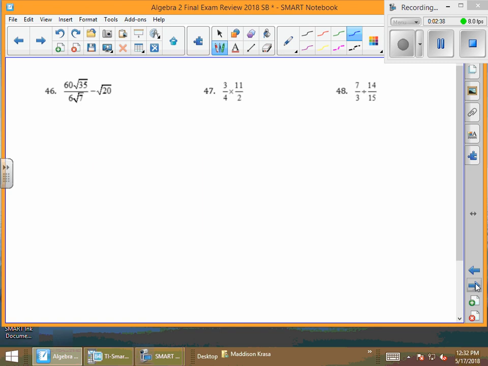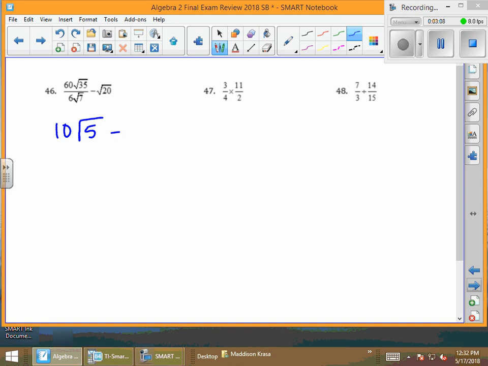All right, moving on to 46. Now we're going to throw in some division here. When we divide fractions that have a radical in them, we keep in mind that the 60 divided by 6, we'll do that separately from the radical 35 divided by the radical 7. So 60 divided by 6 is 10. Radical 35 divided by radical 7 is radical 5. So just think about if you were doing 35 divided by 7 is 5, but you have a radical over it.